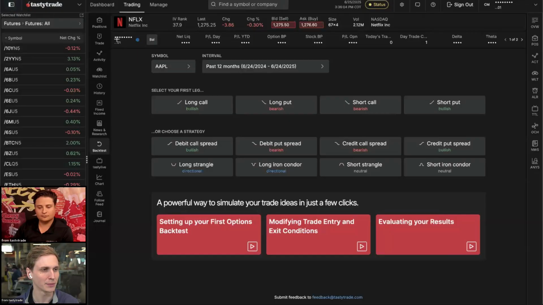I see a question came in: does the desktop have the same exact version as the back tester for web? Yes, desktop and the web platform are going to be one-to-one. So it doesn't matter where you are, the backtesting tool is going to be the same.